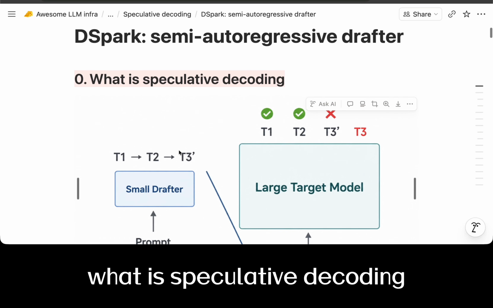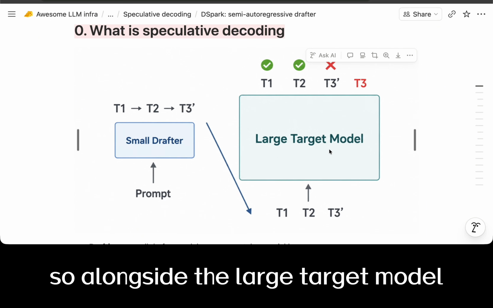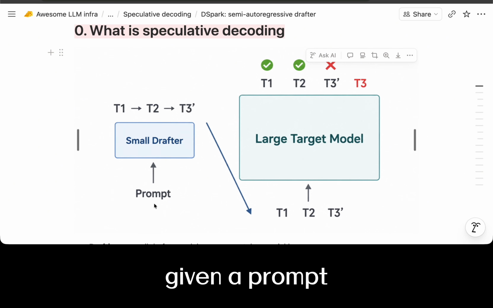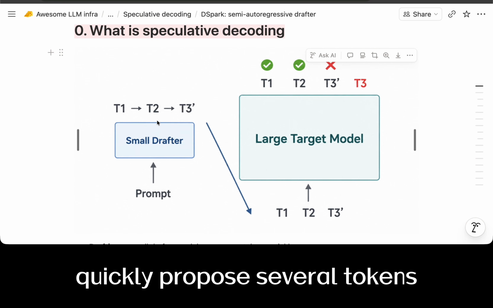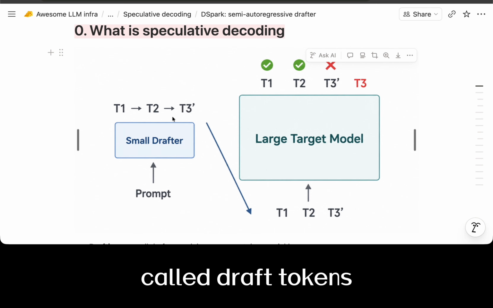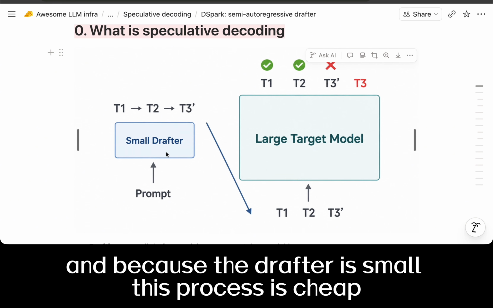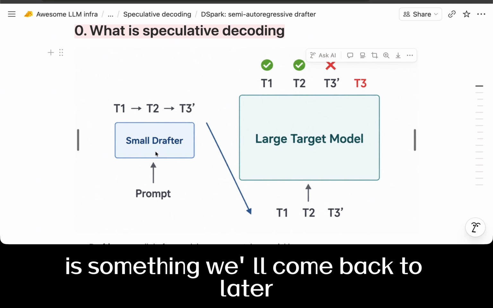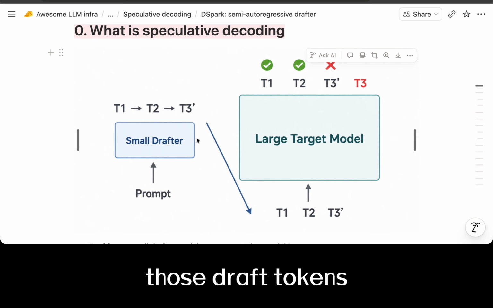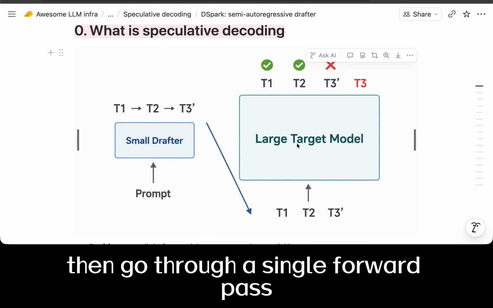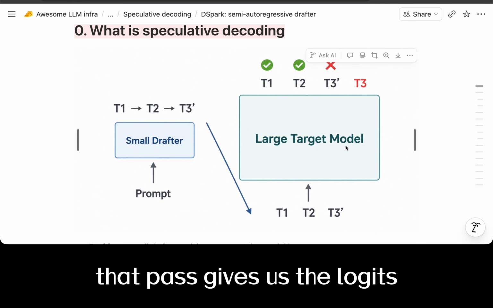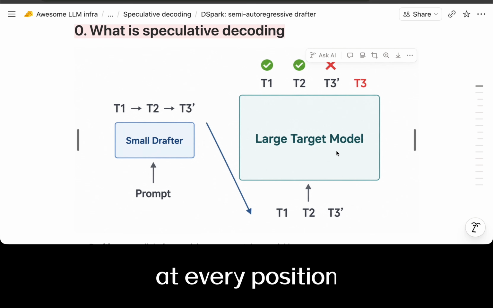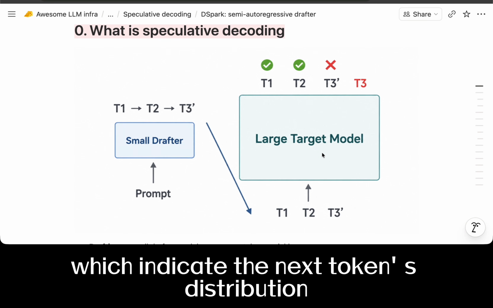What is speculative decoding? Alongside the large target model, we keep a much smaller model called the drafter. Given a prompt, we let this small drafter quickly propose several tokens, called draft tokens. Because the drafter is small, this process is cheap. How the drafter proposes several tokens is something we'll come back to later. Those draft tokens then go through a single forward pass of the target model. That pass gives us the logits and then produces log probs at every position, which indicate the next token's distribution.